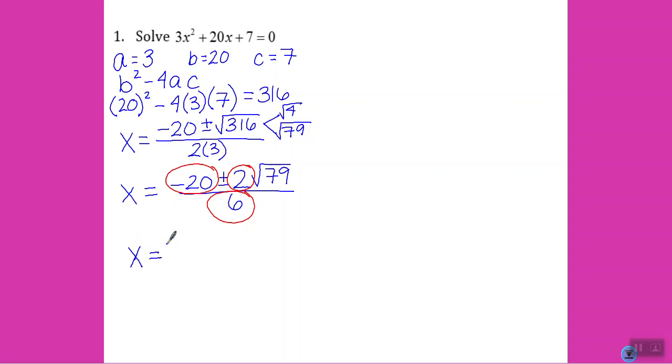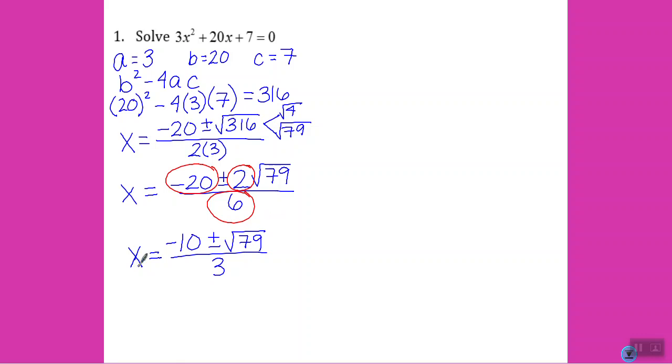Negative 20 divided by 2 would be negative 10, plus or minus. 2 divided by 2 is 1, so we don't have to write it. And then 6 divided by 2 is 3. You won't change what's in the radical, just the number that comes outside. If we hadn't been able to simplify the square root of 316, if it had been like the square root of 13, we wouldn't have been able to simplify either. So that is our final answer.